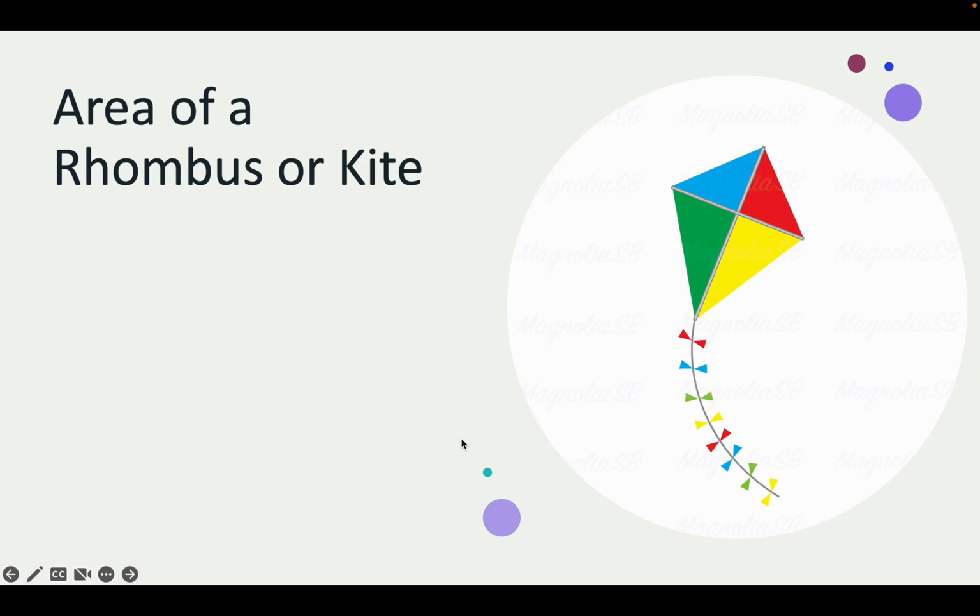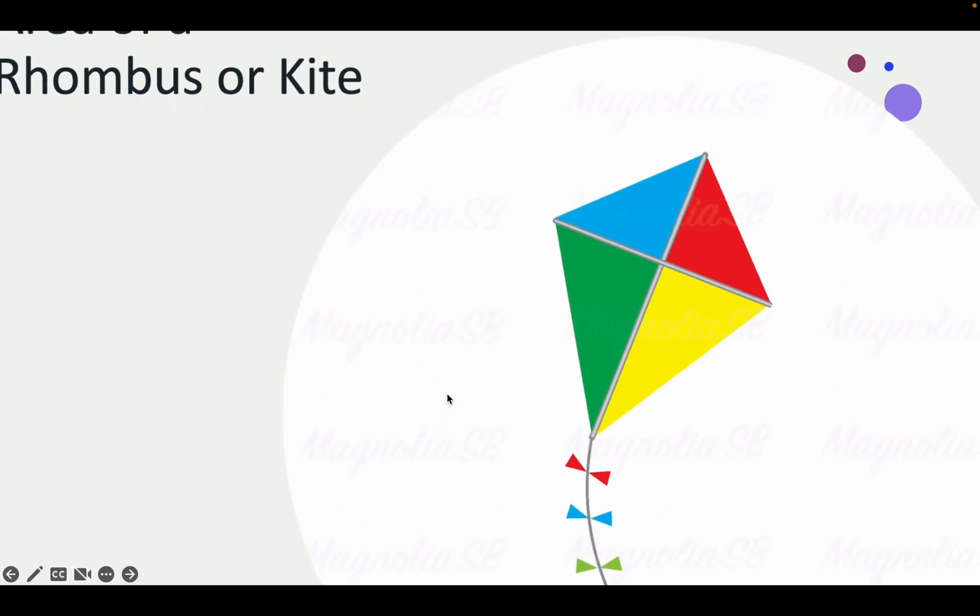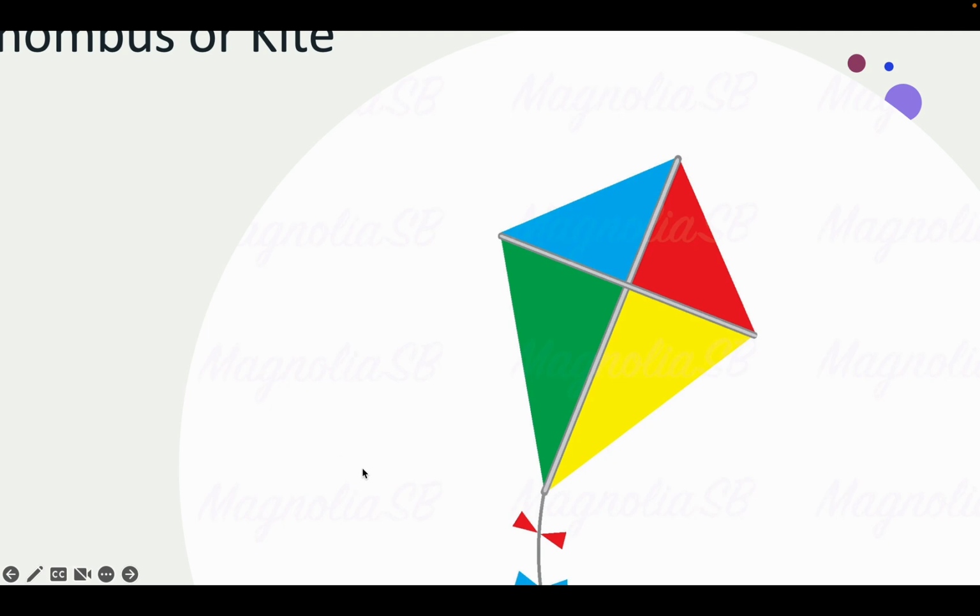Let's talk about the area of a rhombus or a kite. Here's a picture of a cartoon kite. Let's go ahead and look and see how to work this out. In order to figure out the area of a kite, I must know the length of both diagonals. Here's a diagonal. Here's a diagonal. Let's take a closer look. There's my diagonal. There's my second diagonal.